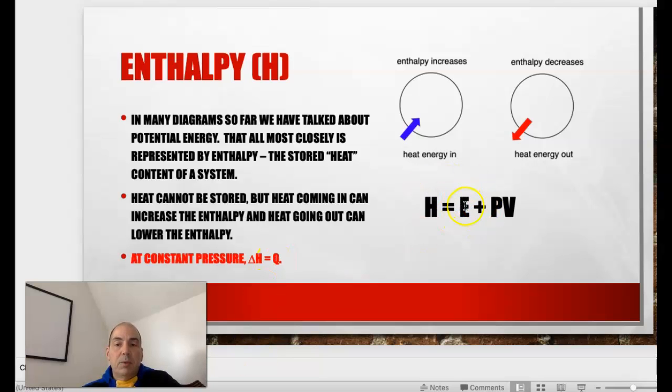Enthalpy is related to energy and pressure and volume. We're not going to get into that. That just came with the diagram there, so don't worry about that. Okay, so just keep in mind that we're talking about potential energy here.